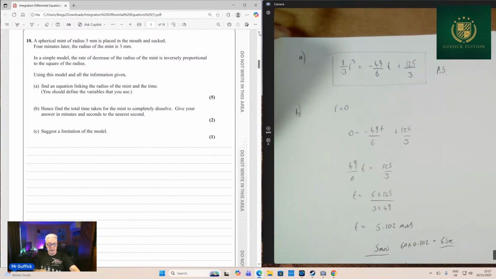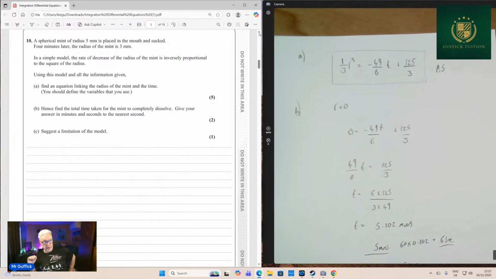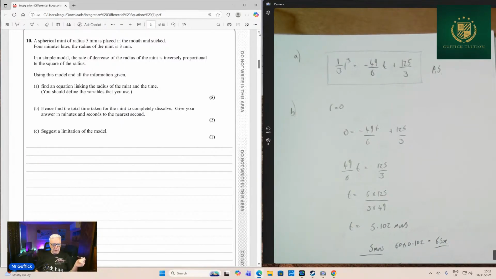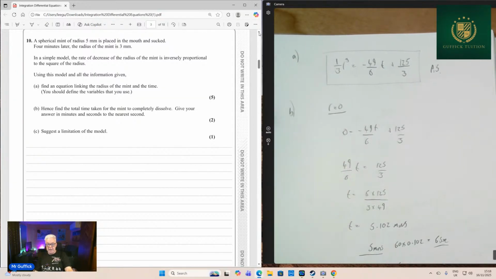So let's see what the next bit is, part B. Part B, it says, hence, find the total time taken for the mint to completely dissolve. Okay. Now, for this mint, yeah, good. I'm glad you understand. That's good. So for the mint to completely dissolve, when the mint's completely dissolved, it's going to have a radius of 0.